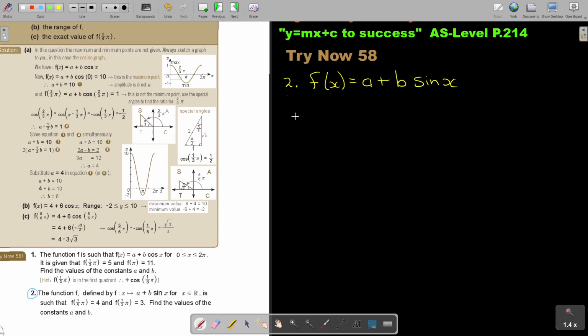They gave you, now the nice thing, because it's 1 over 6 pi, it's almost like it's in the first quadrant and all is positive there. So it's going to be in the place of x. And then they tell you the answer will be equal to 4. Okay, so again, I'm going to work with my special triangles.